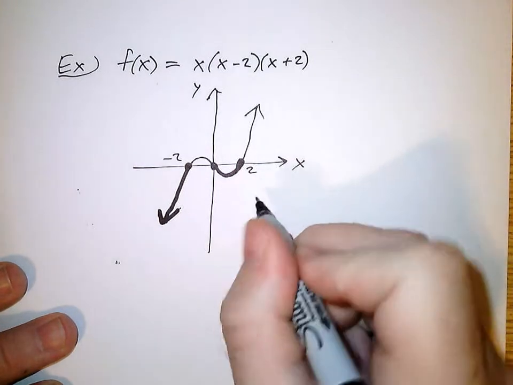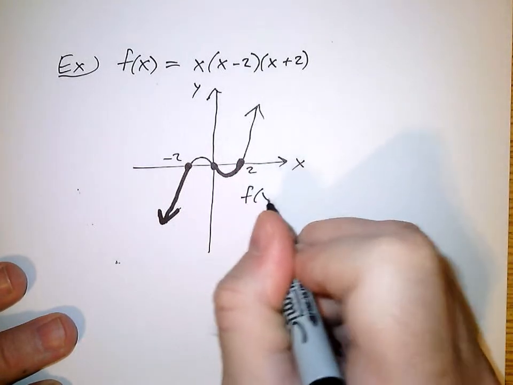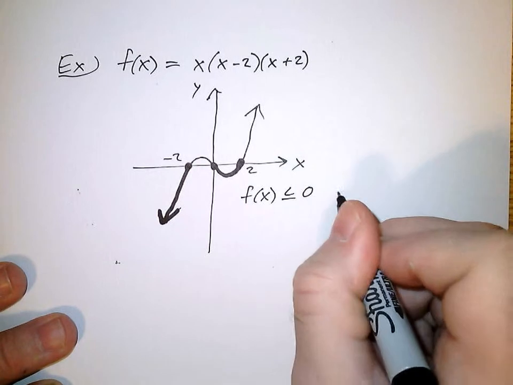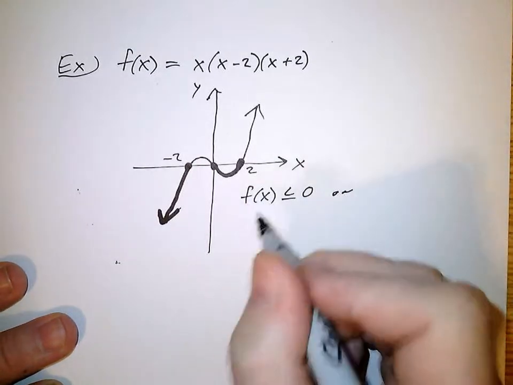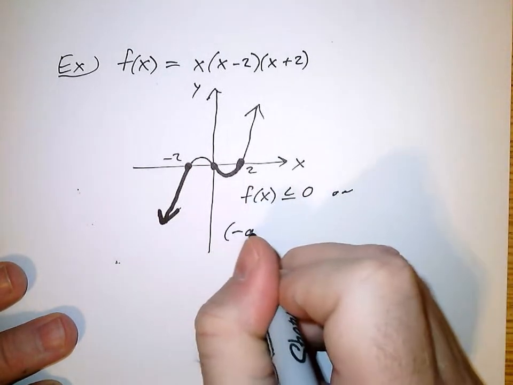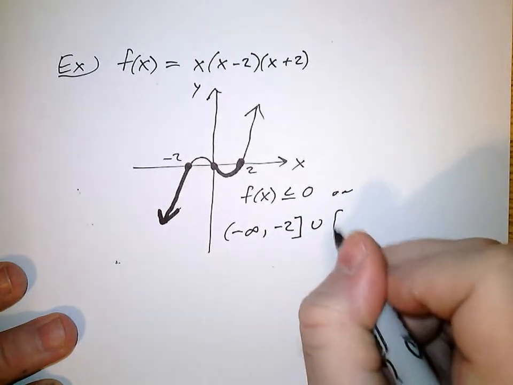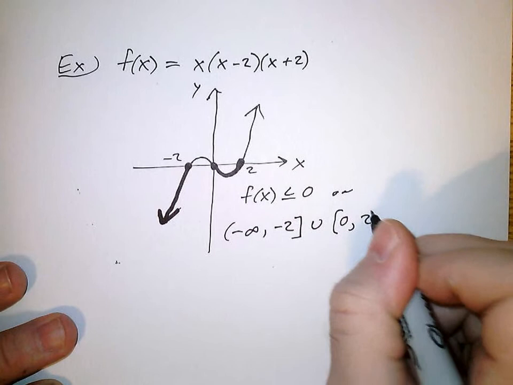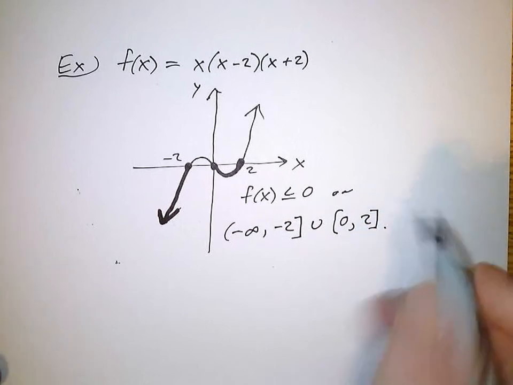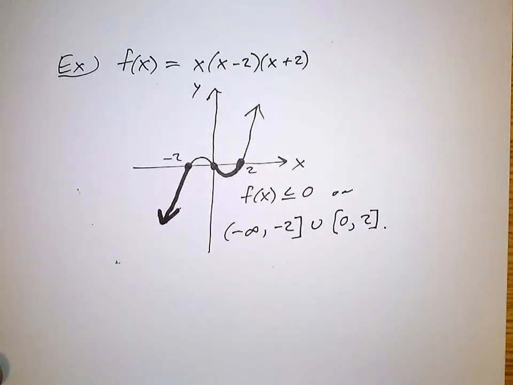So we're going to have our f of x here is less than or equal to 0 on the set negative infinity to negative 2, union 0 to 2, and so on. So the opposite thing is, if we want to know where it's bigger than 0 or bigger than or equal to 0, then you're looking where you're above. So you can think about that as well. But that's it for this.